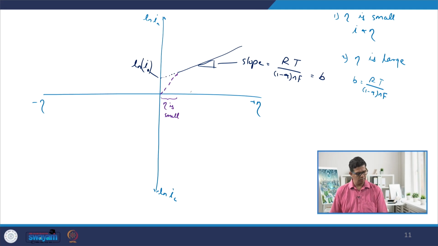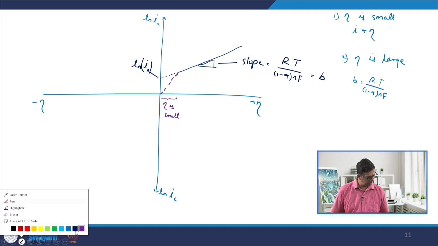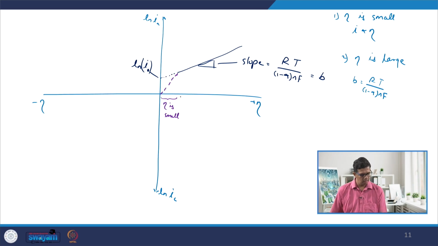From this point onwards, eta increases, and this is where eta is large. Typically we are operating around 10 millivolt or 20 millivolt or so when eta is small, and when eta is large, around 30, 40 or 50 millivolt or even larger, we say it is the second case and it will be in the form of a straight line. This is for the fuel cell.